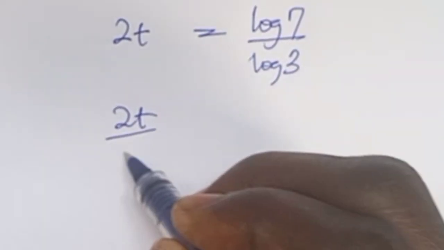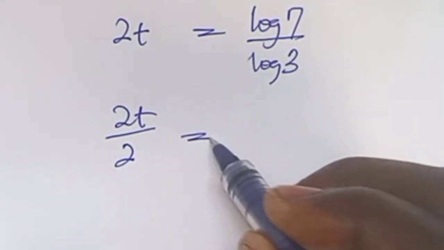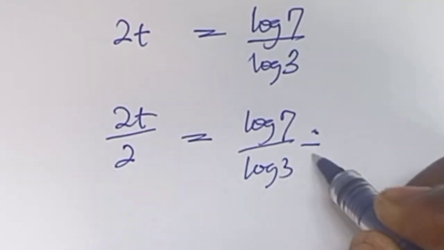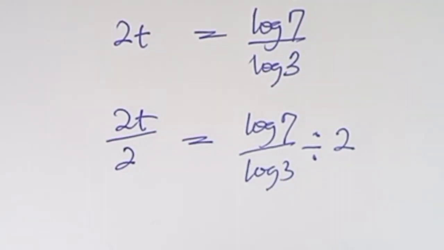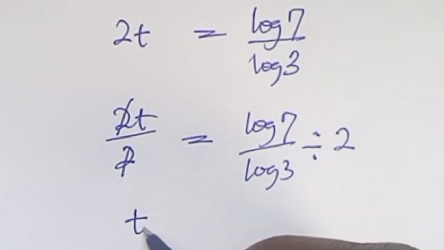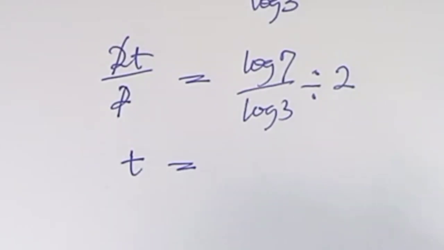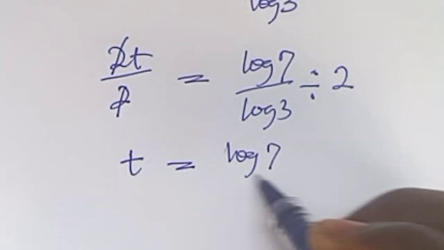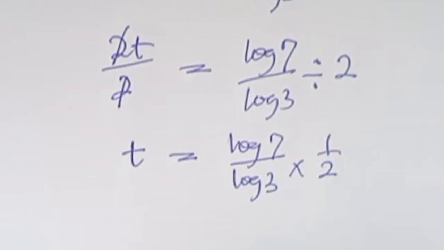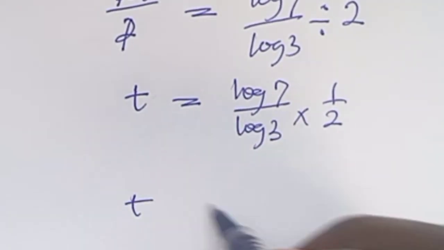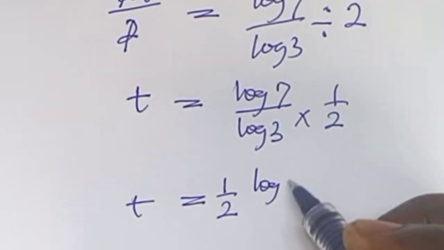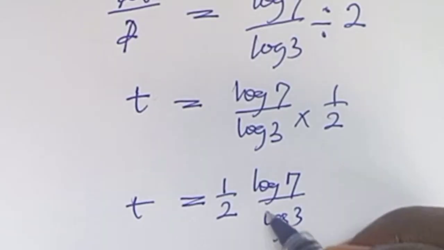So that 2t over 2 is equal to log 7 over log 3 divided by 2. Here, 2 divided by 2 will be 1. What will be left will be t equals to log 7 over log 3 times 1 over 2. And this can be written as t equal to 1 over 2 log 7 over log 3.